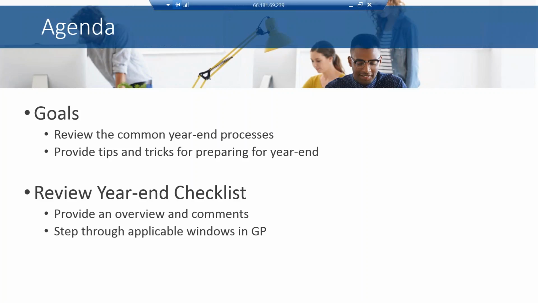All right, so our agenda today, first we're going to attack a couple goals. We're going to review the common year-end processes, and along the way we'll provide tips and tricks for preparing for your year-end. There are a number of different modular year-end checklists, and we're going to provide an overview of that, but as we go through those we'll comment and give you some tips and tricks. And then also what we think makes it a little bit easier to understand is to step through the windows inside of GP. So we will show you a number of the windows that are applicable for what we're discussing in this year-end process.